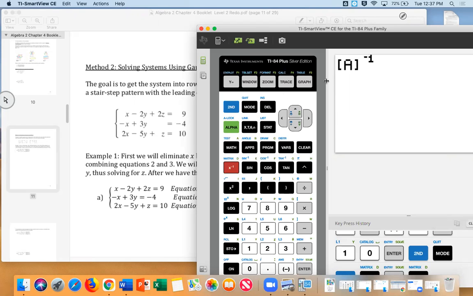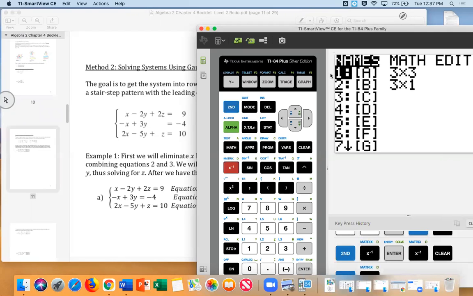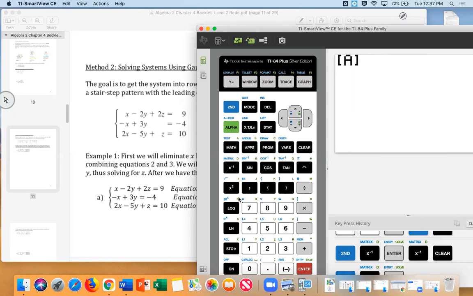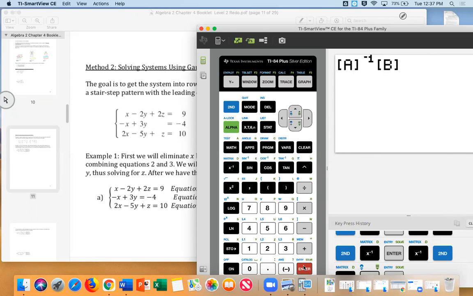No, you didn't call up A. You have to go back. Watch. I'm at the home screen. To call it up, I go second, matrix. Now I'm under the name side. And then I hit enter on A. And then I hit inverse. Now I need to call up B because I needed to read A inverse B. Inverse is the -1. So now I go down to B. My screen looks like this. Does yours look like this? Hit enter.